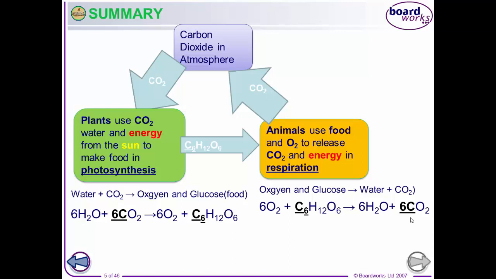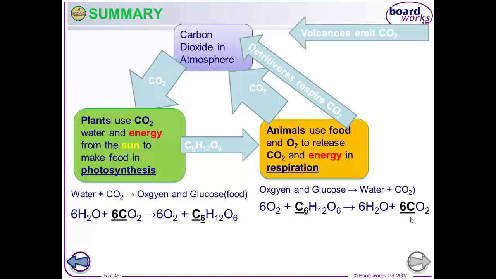There are three other contributors. One is actually part of the cycle in a sense as well. When animals die, the detritivores and the decomposers undergo respiration, and they also release carbon dioxide. Also, volcanoes emit carbon dioxide, and fossil burning also emits carbon dioxide. And this is basically it.